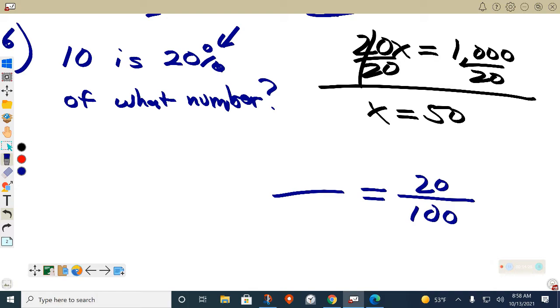What comes after the word of, Moreno? What number? We don't know what comes after the word of. That's the unknown. Exactly. You see how it works? Ten's the part.